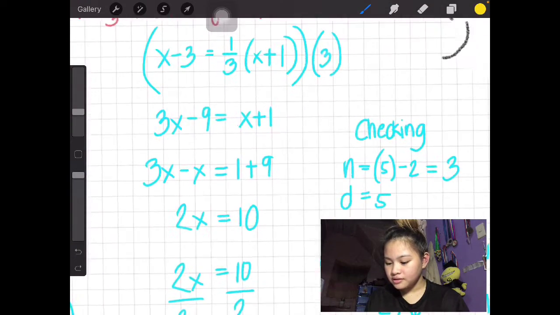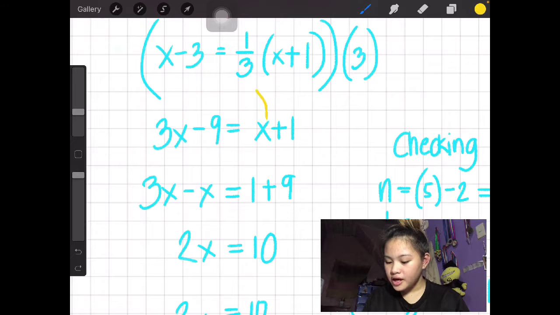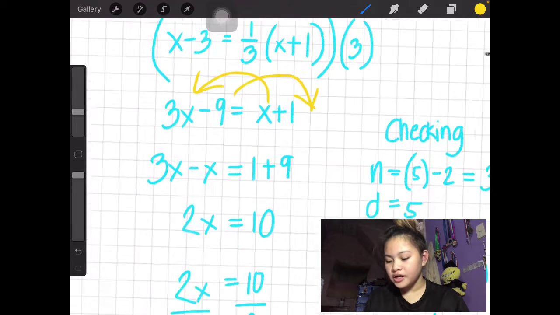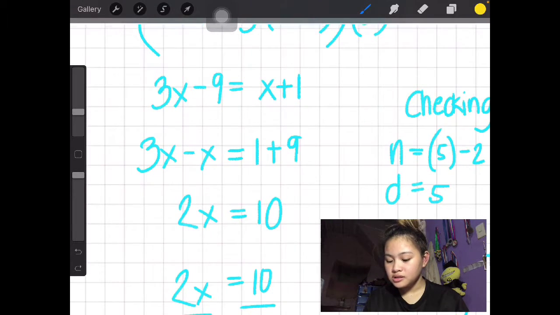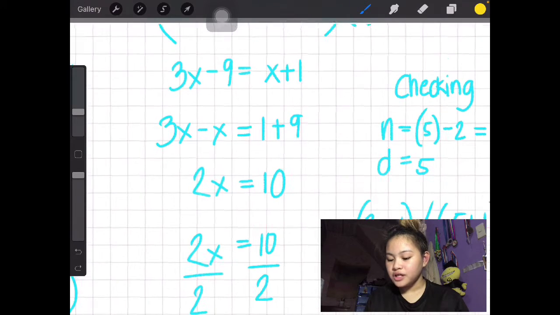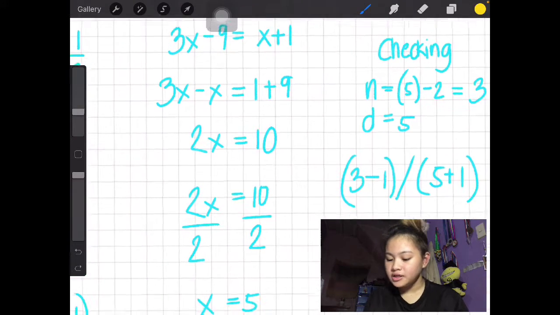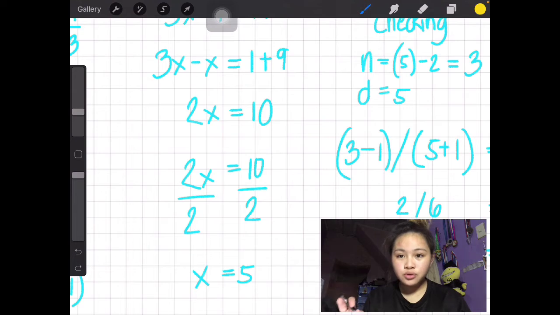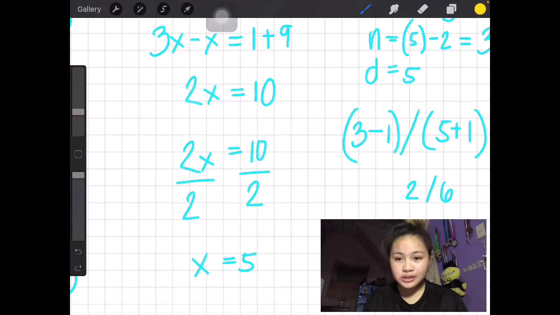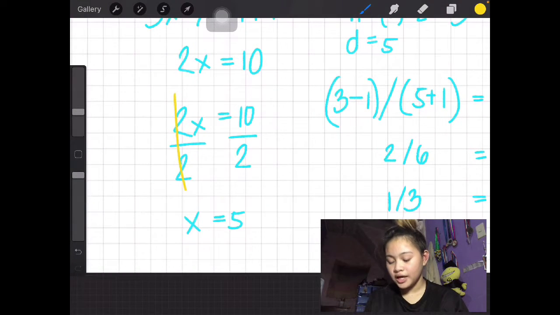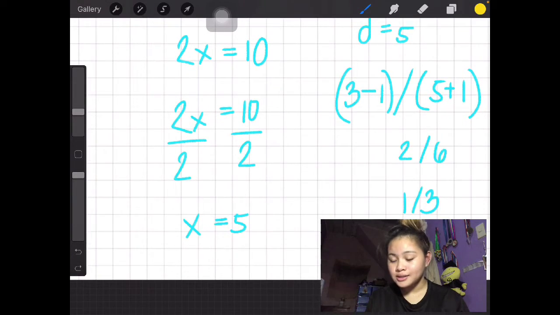And then after that, we transpose x to the other side and 9 to the other side. Hence why their signs are different now. And then after that, we're going to subtract and then add, and this is what we got. To be able to get x alone, we will divide both sides by 2 to cancel that. So in conclusion, our x equals 5.